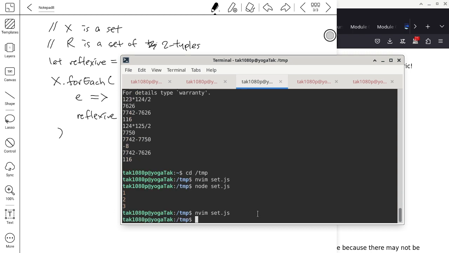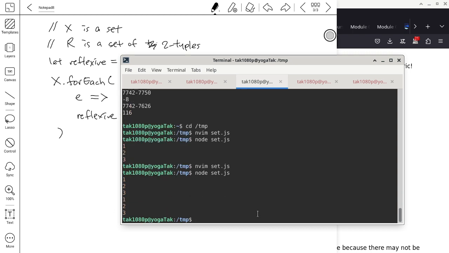So just to be sure, we'll run this code again. So you can see how the first 1, 2, 3 is coming out of the first for each, and then the second 1, 2, 3 is coming out of the second for each.